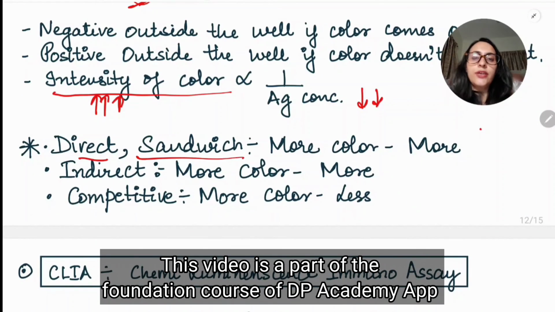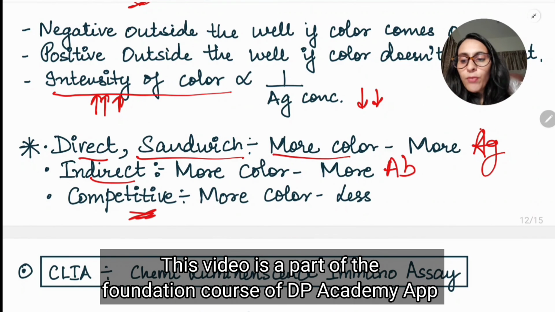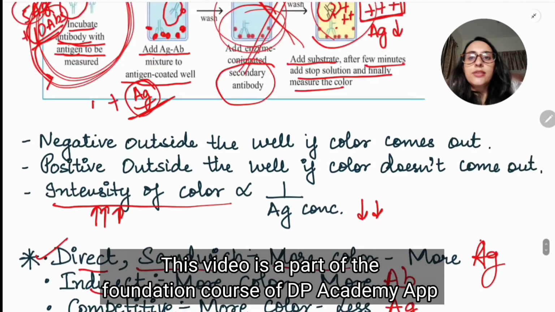In direct and sandwich techniques, more color means more antigen. Indirect is related to antibody. But here in competitive ELISA, it is not directly related. It is inversely related. So more color means less antigen. This is the difference between competitive and direct and sandwich ELISA.